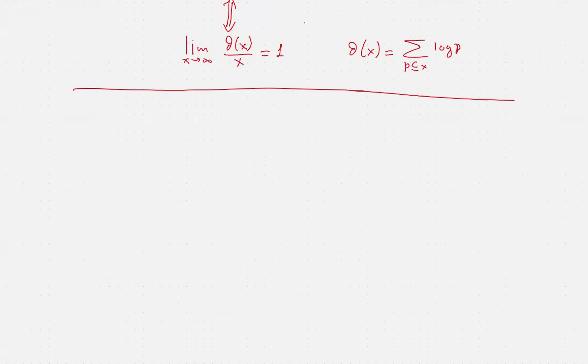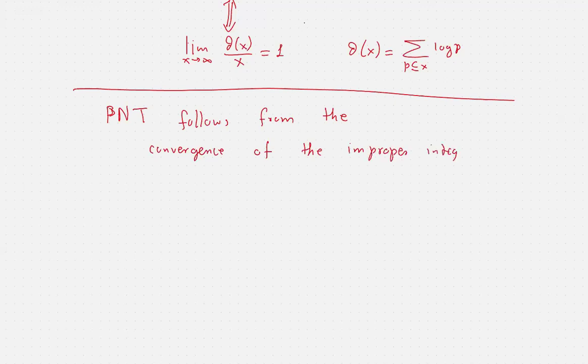So the prime number theorem follows from the convergence of the improper integral from 1 to infinity of theta of x minus x over x squared.